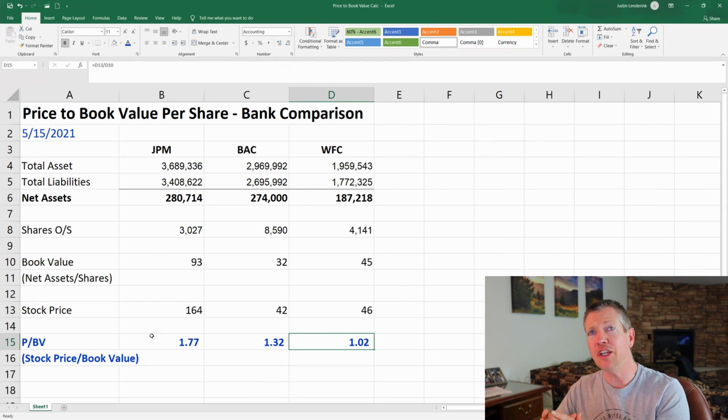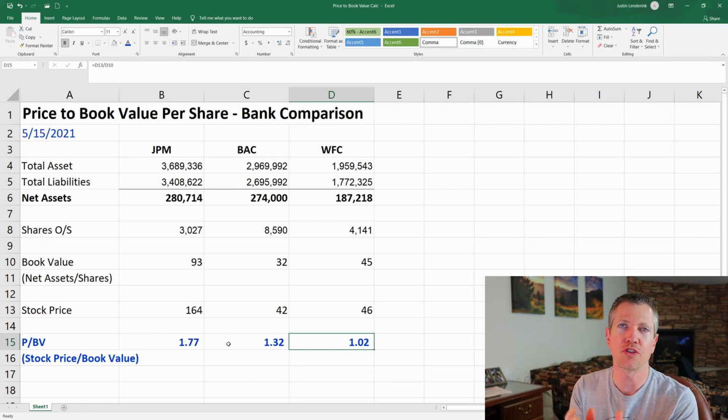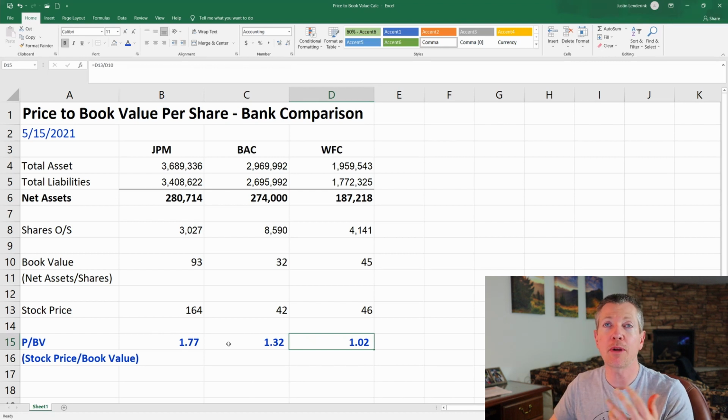For me, as an investor, I would encourage you to do more digging. Don't just do this valuation and say, oh, it's a no-brainer, Wells Fargo is the bank to buy based on this valuation. You want to ask why and dig in. There might be a really good reason why Wells Fargo is cheaper than the other ones. And there is a good reason.